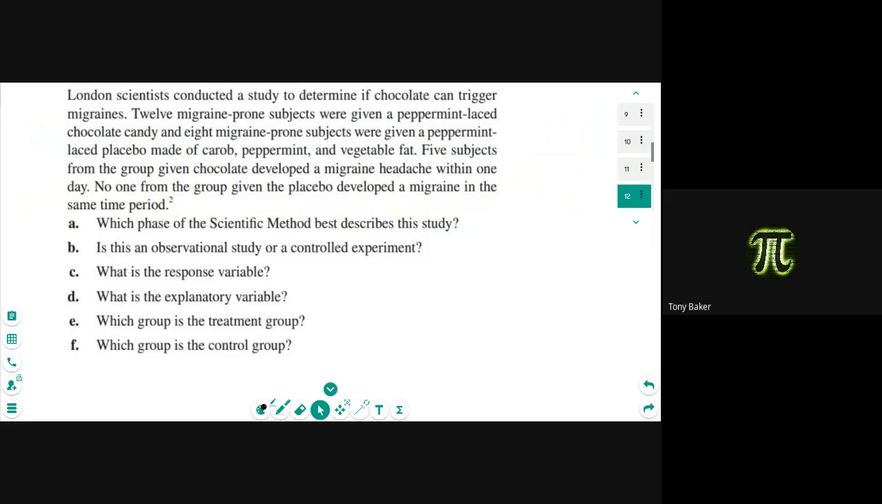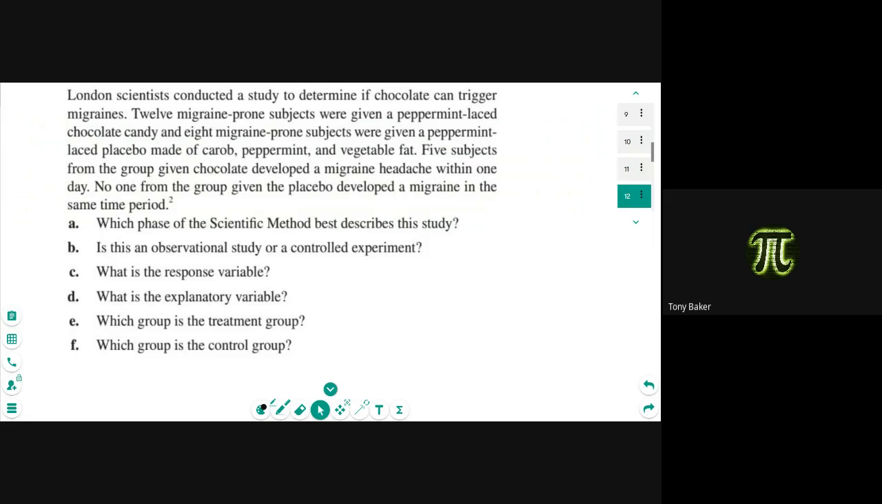All right. Which phase of the scientific method best describes the study? So which stage were they at in that scientific method? Yes, the experimentation. They were experimenting. This was an experiment. The hypothesis was that chocolate's going to trigger migraines. Then they did an experiment. So they were at that point.